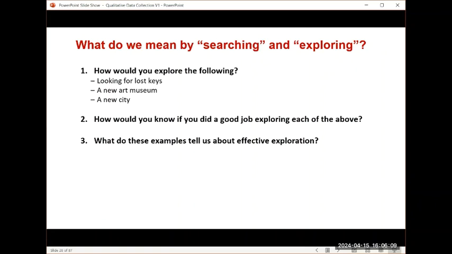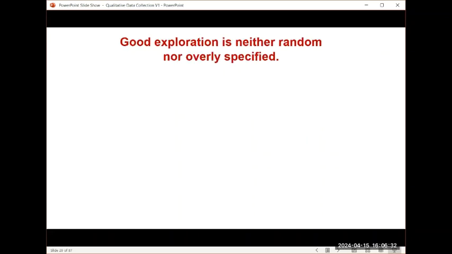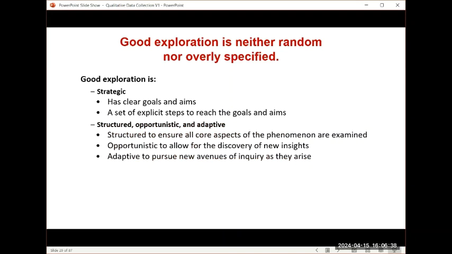what I think it tells us about exploration is where you don't have a thing you're searching for. You don't know what you're searching for. That's when you're exploring. But what I'm going to argue is that exploration is really about how you structure it to explore. All right. So good exploration is neither random nor overly specified. It's strategic. You have clear goals. You're setting up explicit steps to get there. And you're structuring to ensure that you don't miss anything. That's why you grid out that mountain search, right?